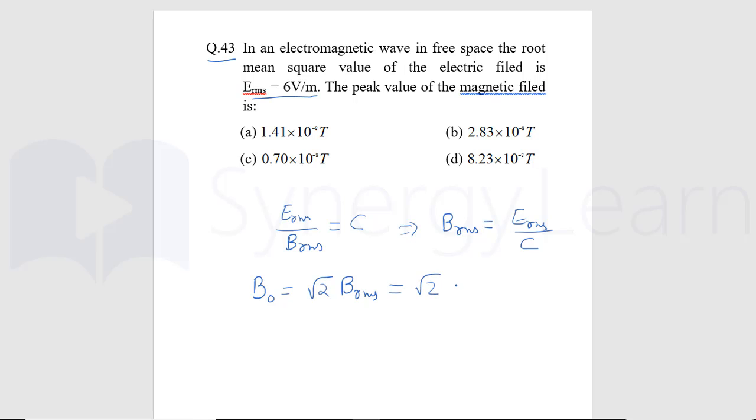So, B naught is root 2 times E RMS, which has value 6, upon C, which has value 3 into 10 raised to power 8. So, it becomes 2 root 2. 2 root 2 has value 2.83. None of the options has this coefficient. So, B is the correct option.